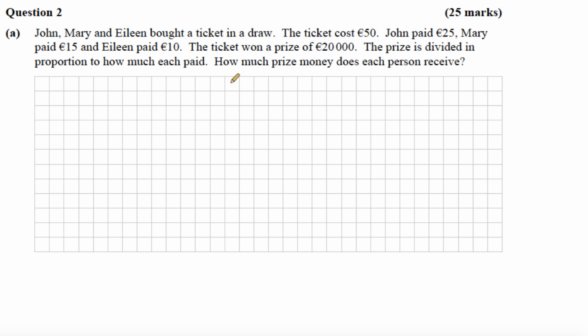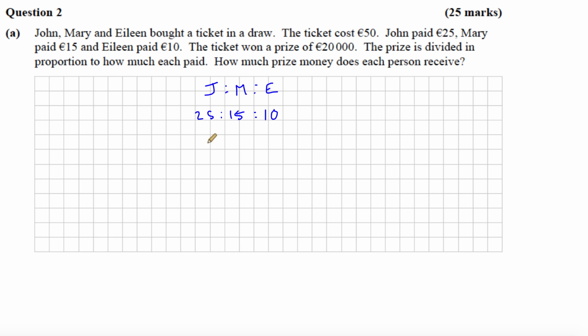So this is a ratio question. Really, we're dividing the 20,000 in the ratio 25 to 15 to 10. So that's John, Mary, Eileen in the ratio 25 to 15 to 10. So first thing we're going to do is add up all the parts. When we add these parts up, we get, well, we already know, we get 50. The three of them add to 50.